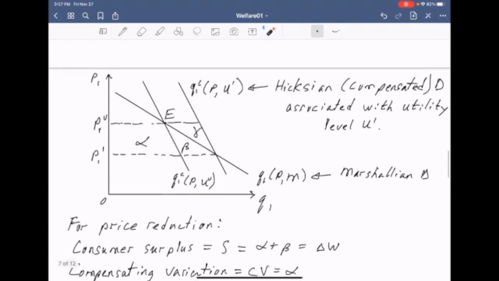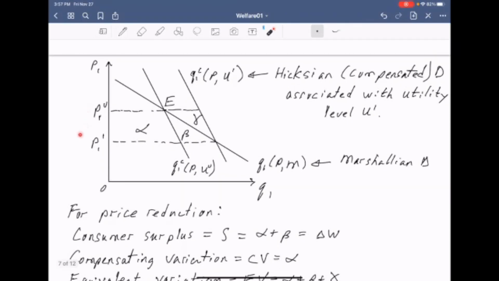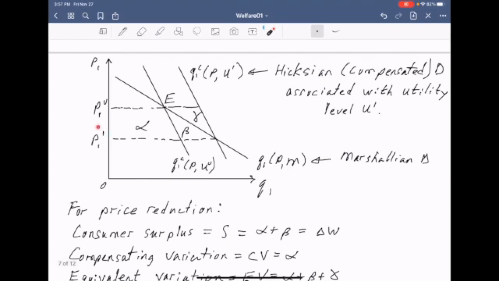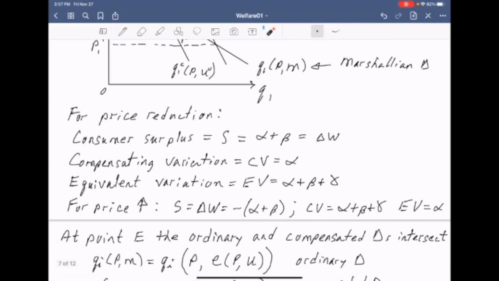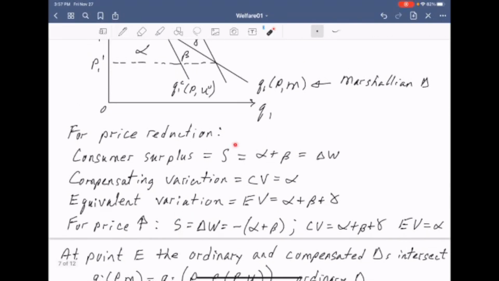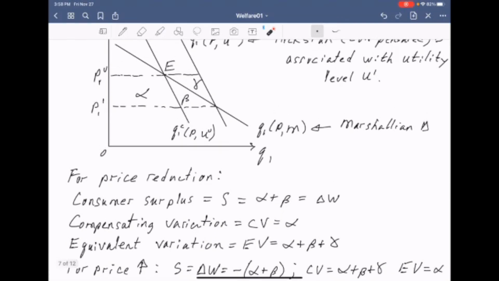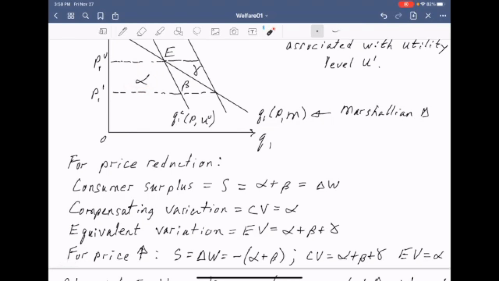But the thing to note here is that if we drop this price and get those welfare measures, we can also look at this as being an increase in price from P11 to P10. So if we increase the price, now we're saying, well, you've got a right to the lower price, but we're going to go to the higher price. So for a price increase, the consumer surplus, which we've denoted S, remains the same, but it's now a loss, minus alpha plus beta. Now the compensating variation is no longer alpha as it was with the drop in price. With the rise in price, it's alpha plus beta plus gamma. And the equivalent variation now is given by alpha.